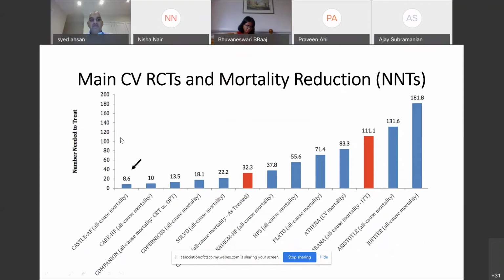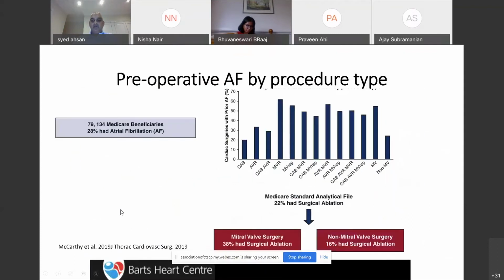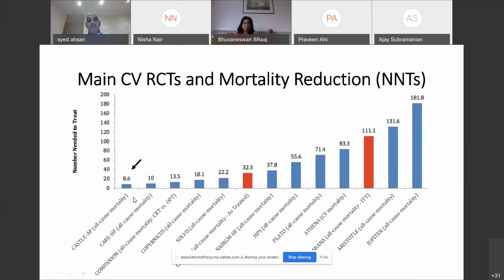What else? Well, the most recent catheter ablation trial for AF, called CASTLE-AF, looked at patients who had heart failure who underwent ablation, and compared these to the same population with AF and heart failure who underwent medical treatment. It showed a significant benefit in all-cause mortality.